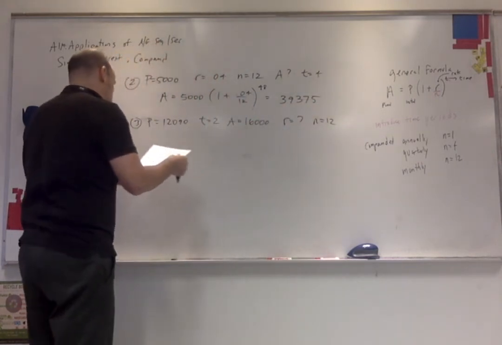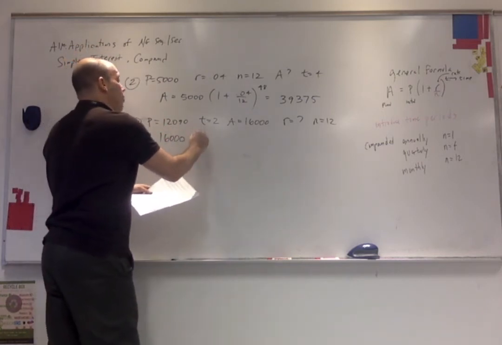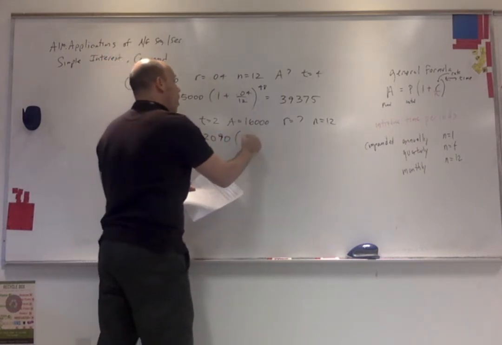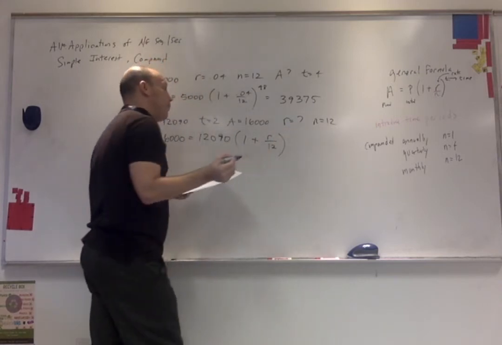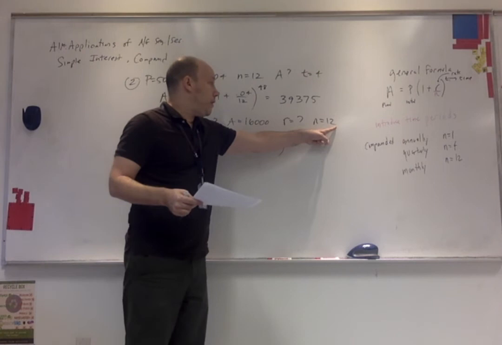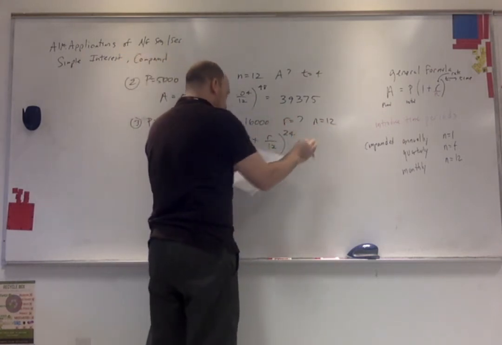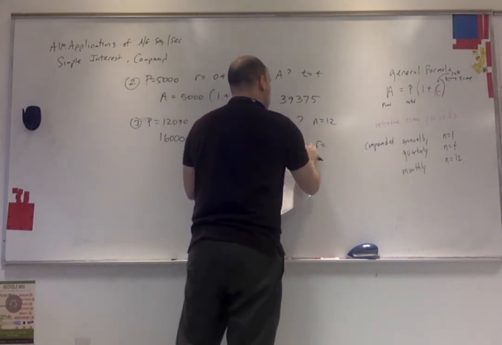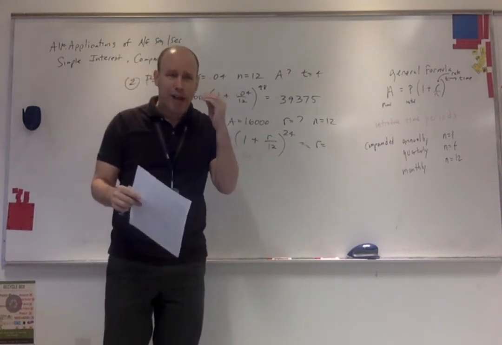Okay, let's get this down. 16,000 is equal to 12,090, open parentheses, 1 plus R over 12, raised to, once again, we're doing something 12 times a year over 2 years, 24. Final answer, R equals, we're looking for the rate. So just make sure you know what answer you're looking for.